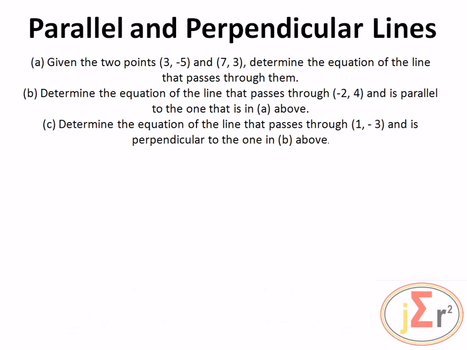So we have 3 problems. As a matter of fact, it's a single problem in 3 parts. So given the 2 points, and we have them right there, determine the equation of a line that passes through them.